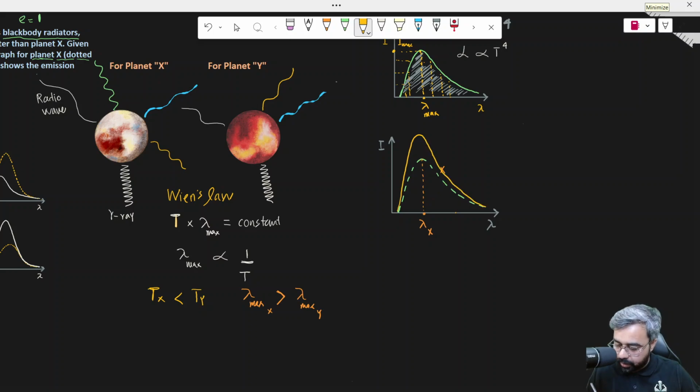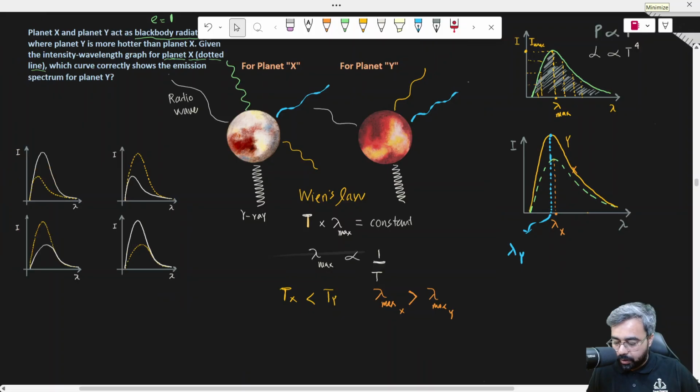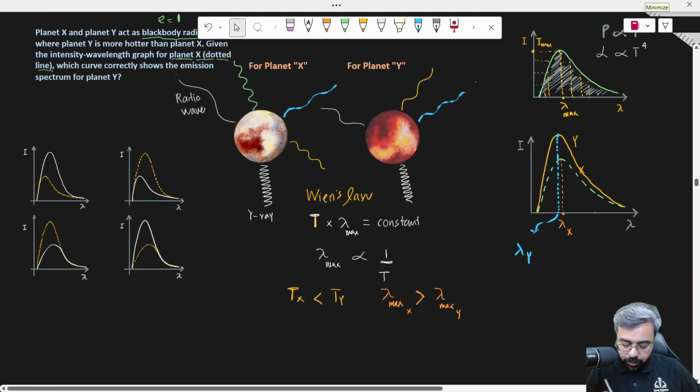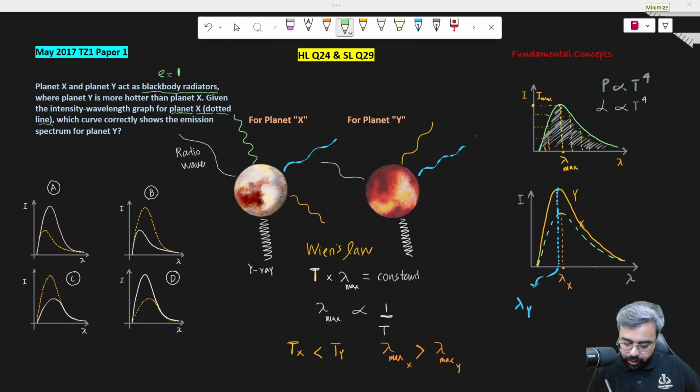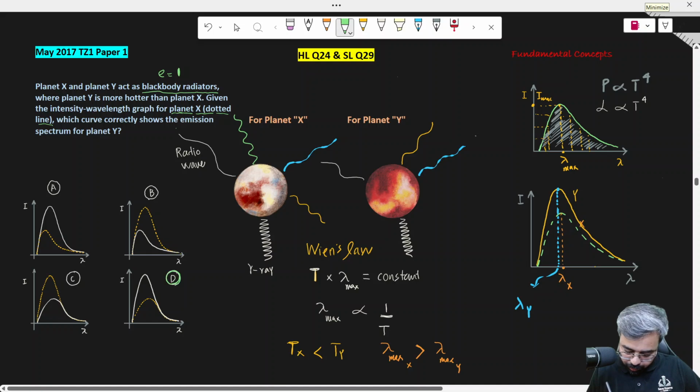Because if you see, the area under this curve is first of all more than the area under the curve for X, which means more energy is released. And secondly, dear students, you can compare that the wavelength for Y is obviously less than the wavelength for X. So this is for Y, and you can easily identify which one should be our right answer. None other than option D is the only possible right answer for this question.